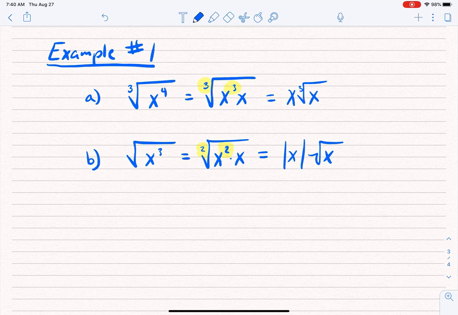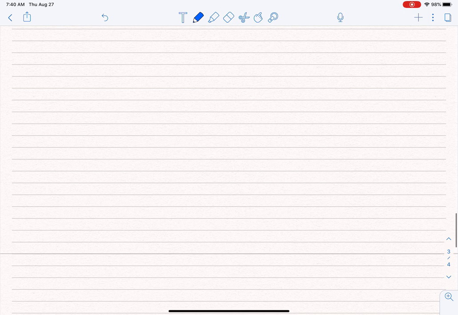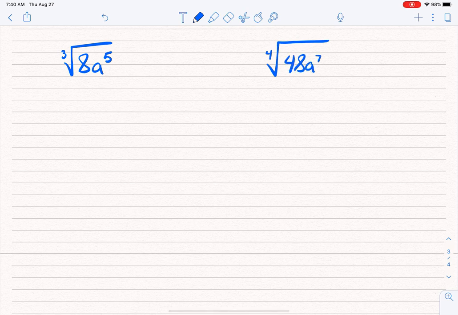What I'd like you all to do right now is try to do 2 problems very similar. I want you to find the cubed root of 8a to the 5th. And if you finish that one, I want you to find the fourth root of 48a to the 7th, b to the 4th. Okay? All right. You can pause the video right here. Everybody give that a shot, and in about 90 seconds or 2 minutes, we'll take a look at it.